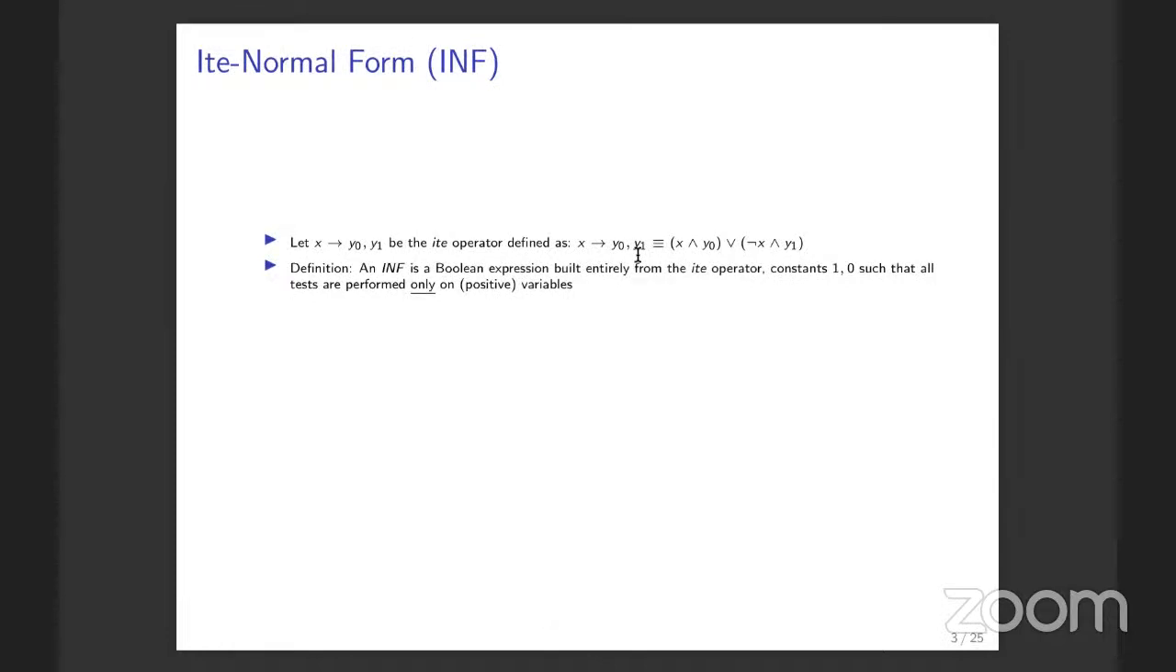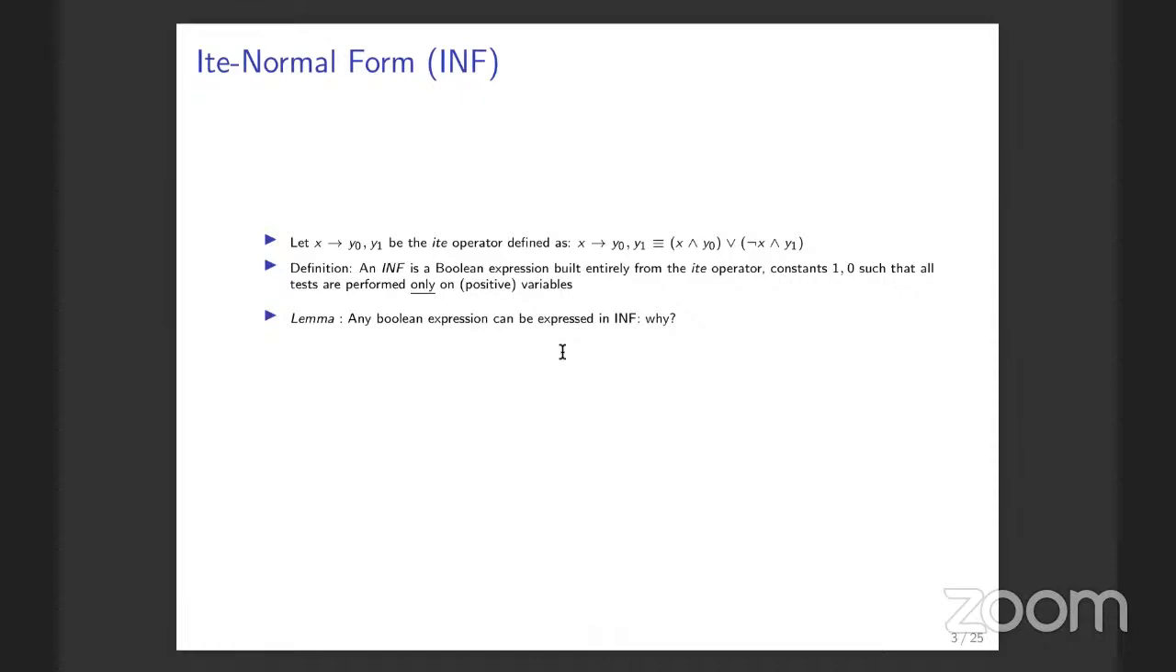An INF Boolean form is defined as follows. INF is a Boolean expression built entirely from the ITE operator and constants 1 and 0, with the restriction that the test must be performed only on variables, that is, positive variables. What appears in the place of test has to be a variable in positive form. Y0 and Y1 themselves can be any arbitrary ITE. So it's nested ITE operators. That's what forms the ITE normal form expression.